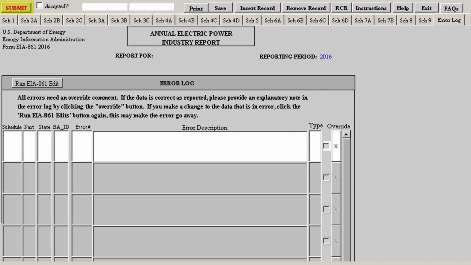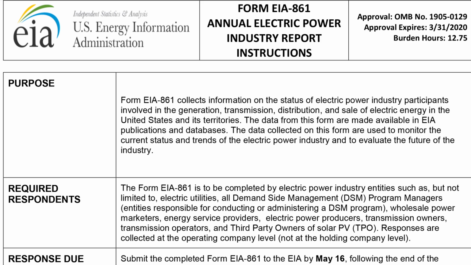After all edit errors have been reviewed and an override comment has been provided, you will be able to submit the survey by clicking the Submit button in the top left-hand corner. The FAQs and instructions are a great resource for more detailed information. If you click on the FAQs on the top right-hand corner, you will be taken to our Frequently Asked Questions page. You can click on the Instructions button at the top to be sent to our Instructions page.